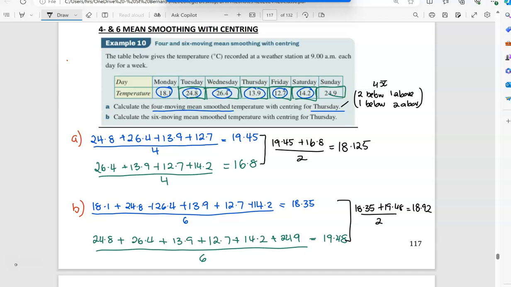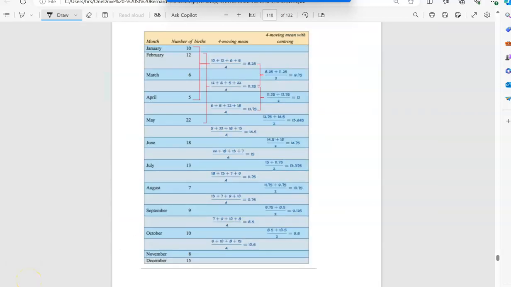So that's that one. All right, so here's a little summary of if you had it in the columns and how we would be doing 4 mean. You can see the first 4 mean value ends up being on March. So you can see when you do 4 mean smoothing, you lose the first 2. And you'll also lose the last 2.